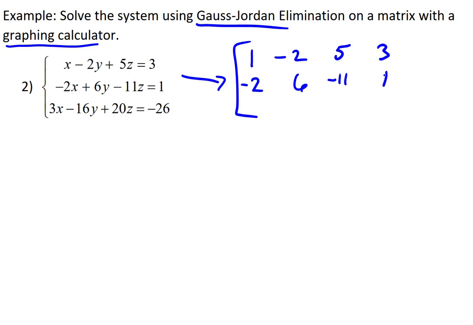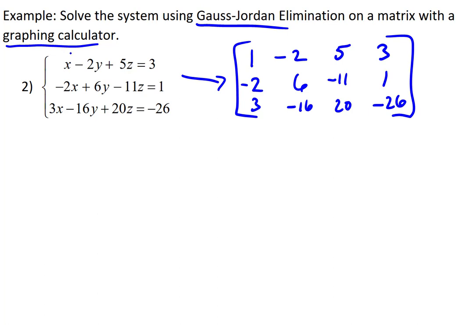And our last equation is 3x minus 16y plus 20z equals negative 26. So that means our last row in our matrix is 3, negative 16, 20, negative 26. Okay, so we now have our augmented matrix.